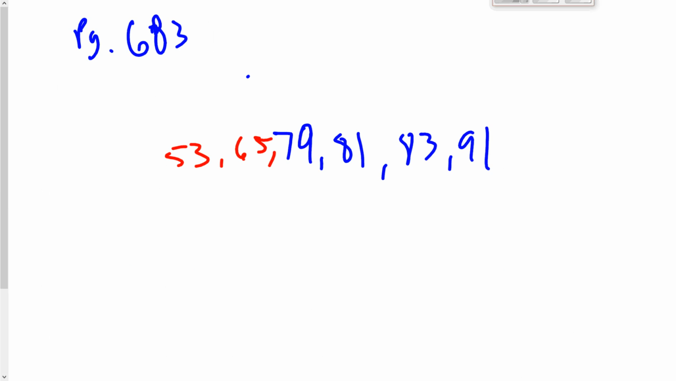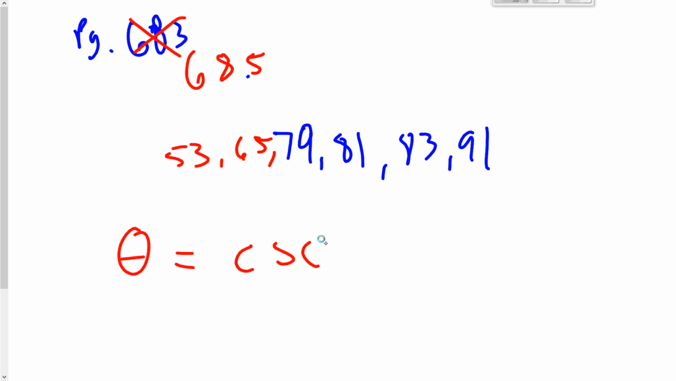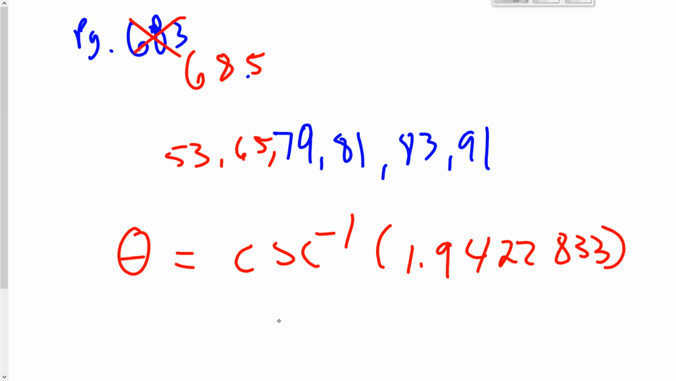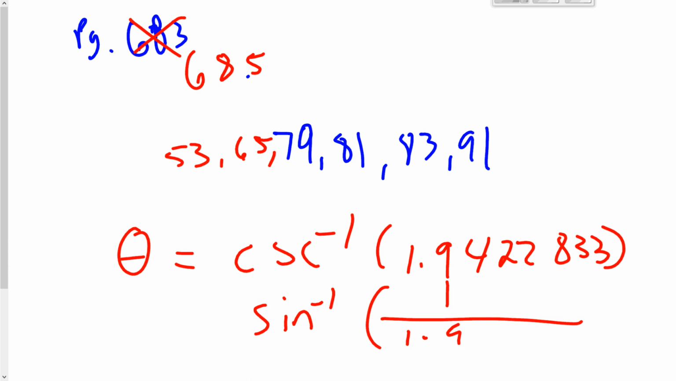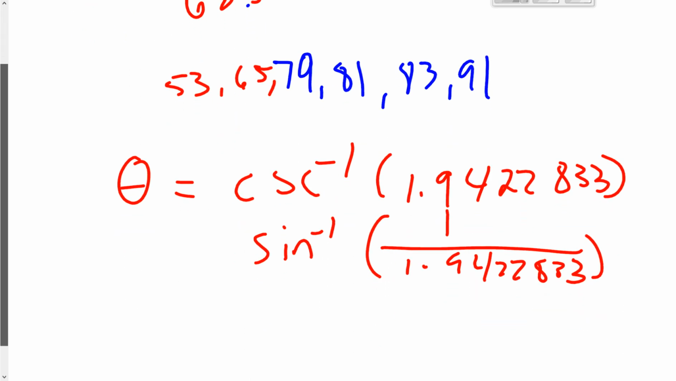Okay, so here's homework, starts on page 683. Well, technically number 53 starts on 685. So we can start here on number 53. We're going to go ahead and use a calculator, and we're going to find out what this is. So on our calculator, we're going to do sine inverse of 1 over this number. And so that will give us our approximation in here.